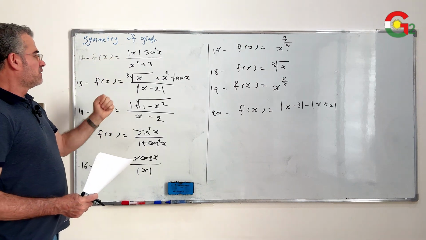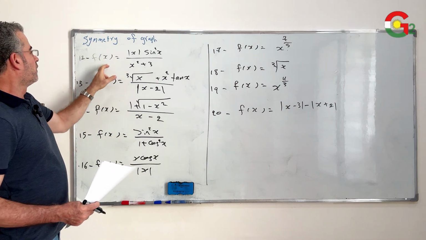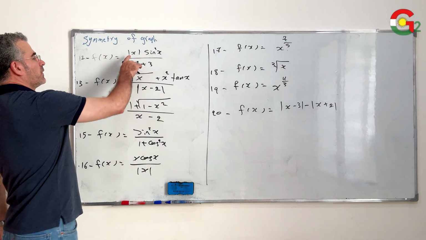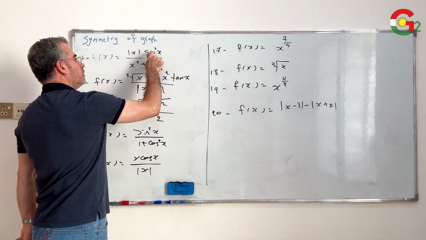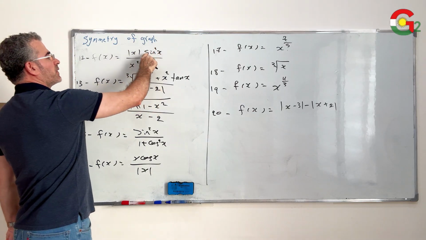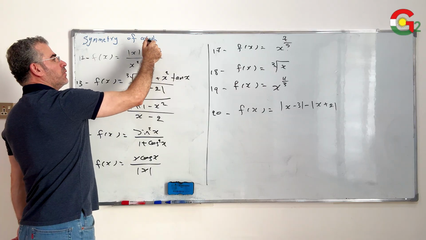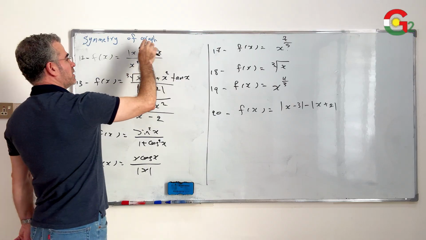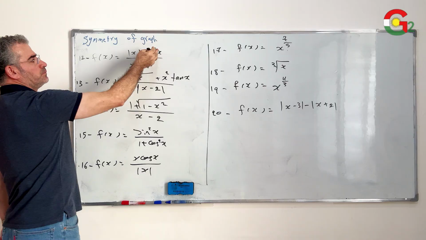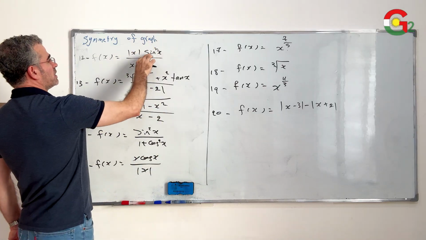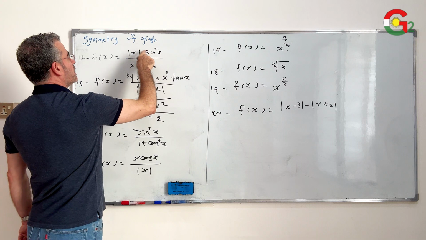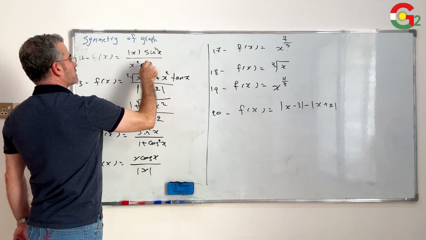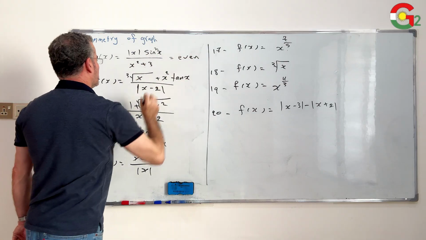Question number 12: determine which of the following is even or odd. We complete. f of x equals absolute value of x times sine x to the power 2 over x to the power 2 plus 3. Absolute value of odd is even, times sine to the power 2 of x. When the power is even, the function is even; when the power is odd, the function is odd. Now sine to the power 2 of x is even, so even times even over even plus even. The answer is even function.